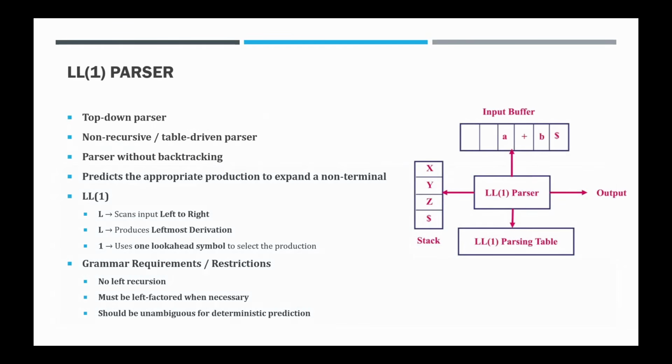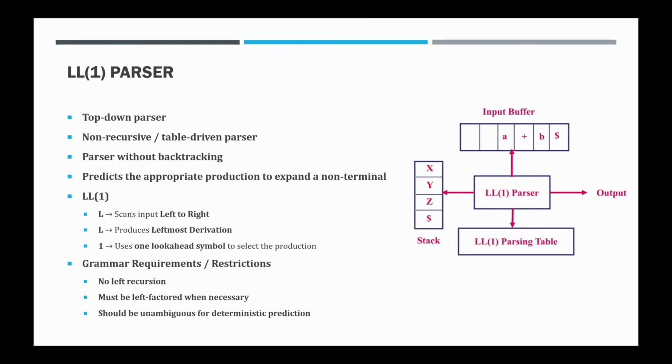To start with, first understand what predictive parsing is. We call a predictive parser also an LL1 parser. It is a type of top-down parser which is a non-recursive processor, and we also call it a table-driven parser or table-driven implementation. This is a parser without backtracking. So this particular parser comes under the type of top-down parser without backtracking.